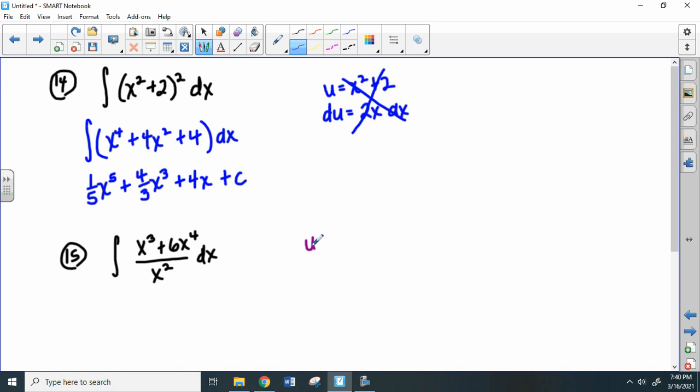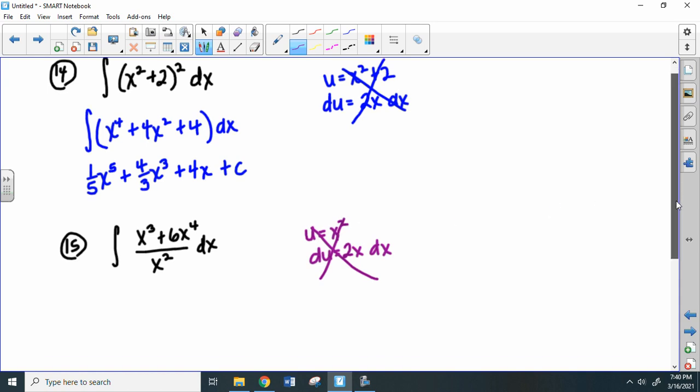Well, let's see. I really can't pick the top to be u because du is not allowed to be on the bottom. And if I pick the bottom to be u, then I've got way too many x's and things to have du on top. And so that's not going to work for me either. So again, U substitution is not going to help you here.